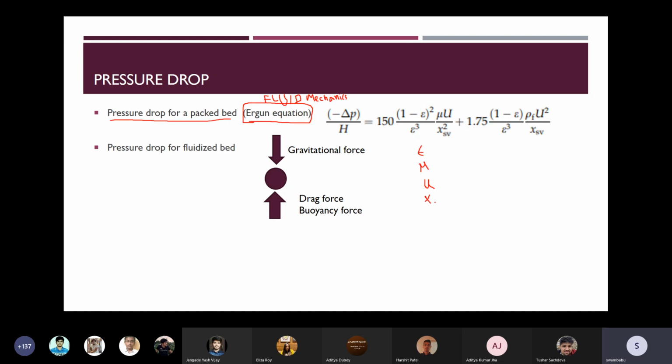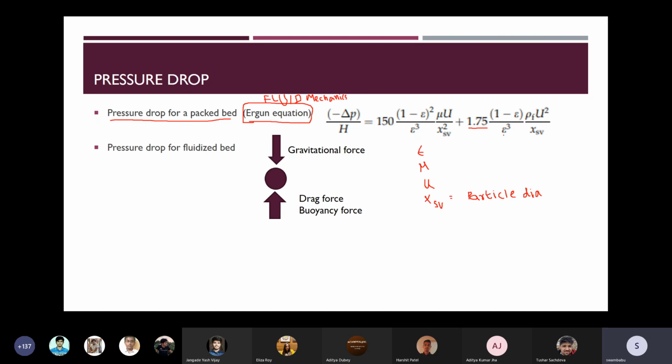Here x_SV is the surface to volume average diameter. Here SV is surface to volume. I'm sure you learned in Manoj sir's class how to get the surface to volume average particle diameter. x is particle diameter. Here SV refers to the surface to volume ratio.